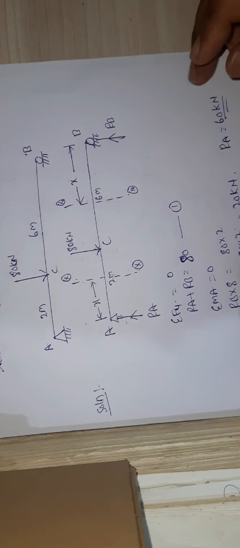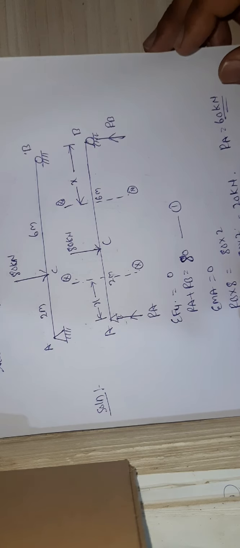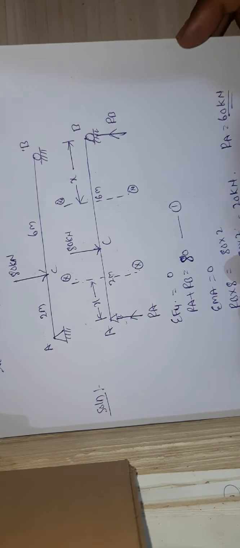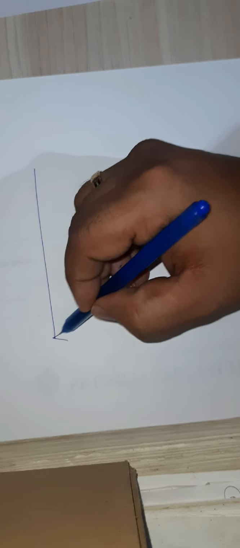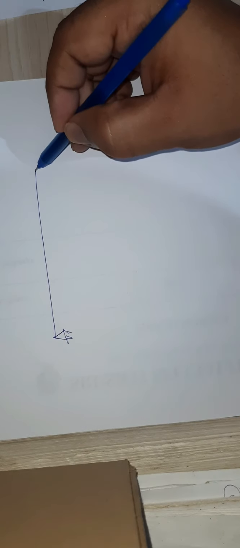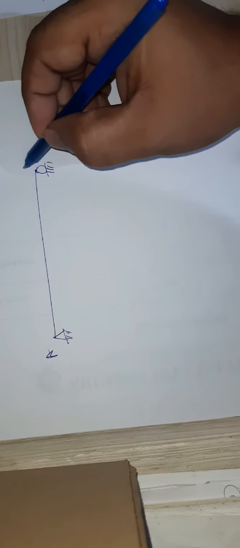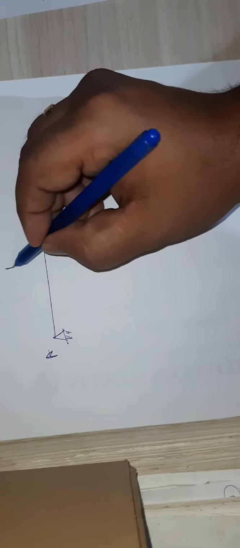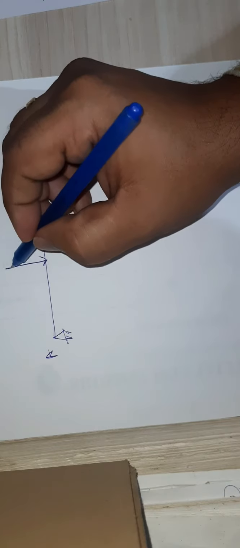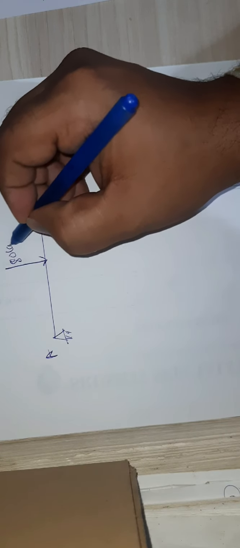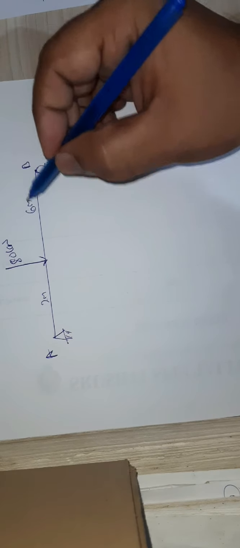Now let us calculate the reactions. For this diagram, this is a hinge at this portion and a roller at this portion. This is point A and this is point B. Here a point load is acting, 80 kilonewton. This distance is 2 meter, and this distance is 6 meters.